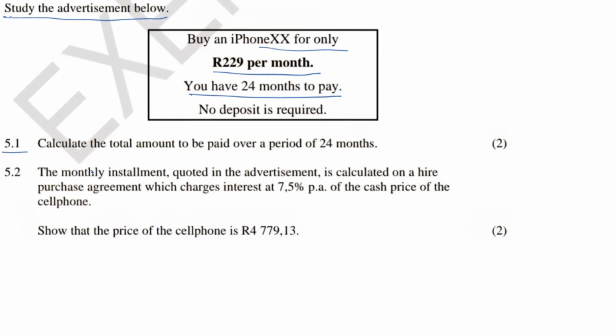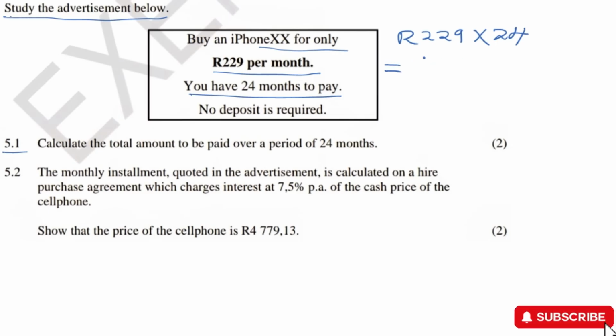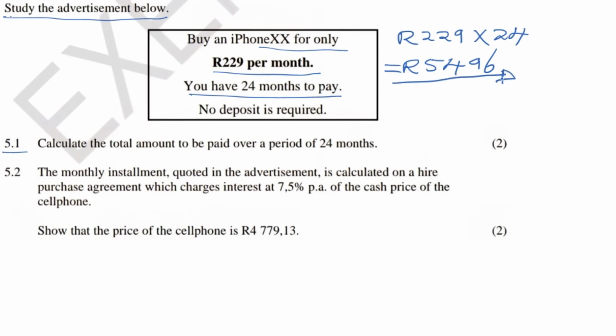5.1, they say calculate the total amount to be paid over a period of 24 months. So what we have is that 229 Rand will be paid each and every month. For how long? For 24 months, right? Now when you say 229 Rand multiplied by 24, that will give us 5,496. So this is the total amount that needs to be paid. All right, we have answered 5.1.